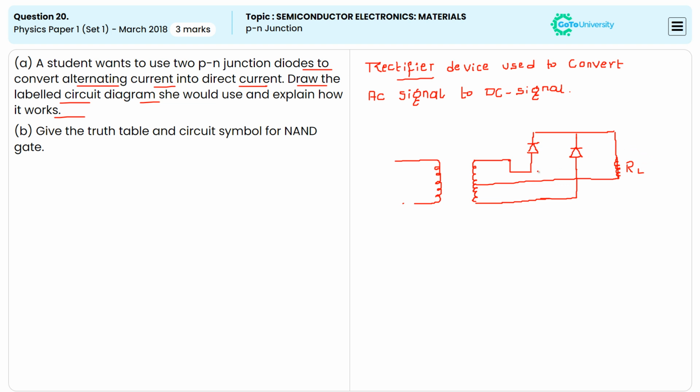Okay. I just give the names here: A, B, C, D. AB is the primary coil and CD is the secondary coil.